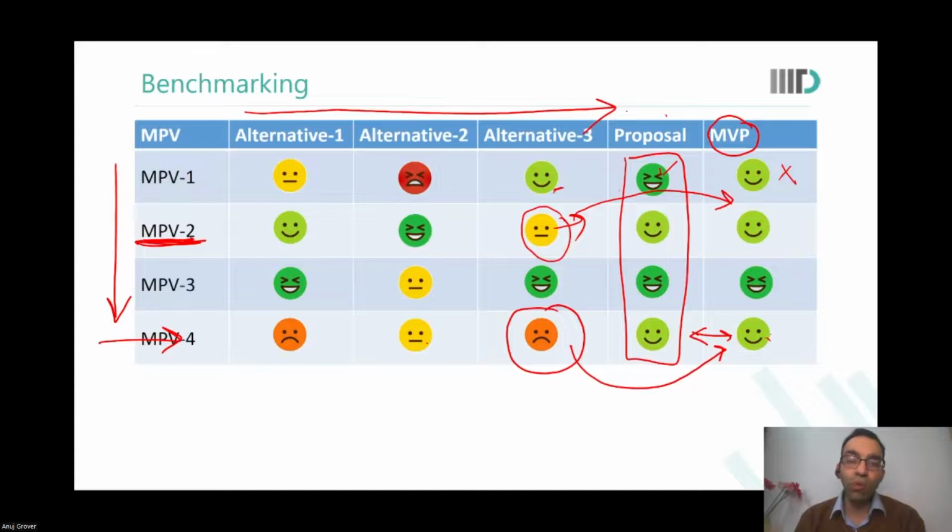So you have to look at what is the MVP, minimum viable product, which the customer can play with and give you feedback. And that MVP is also defined based on this benchmarking. Do you realize this? Because you have to differentiate yourself from other alternatives that exist in the market. Any questions?